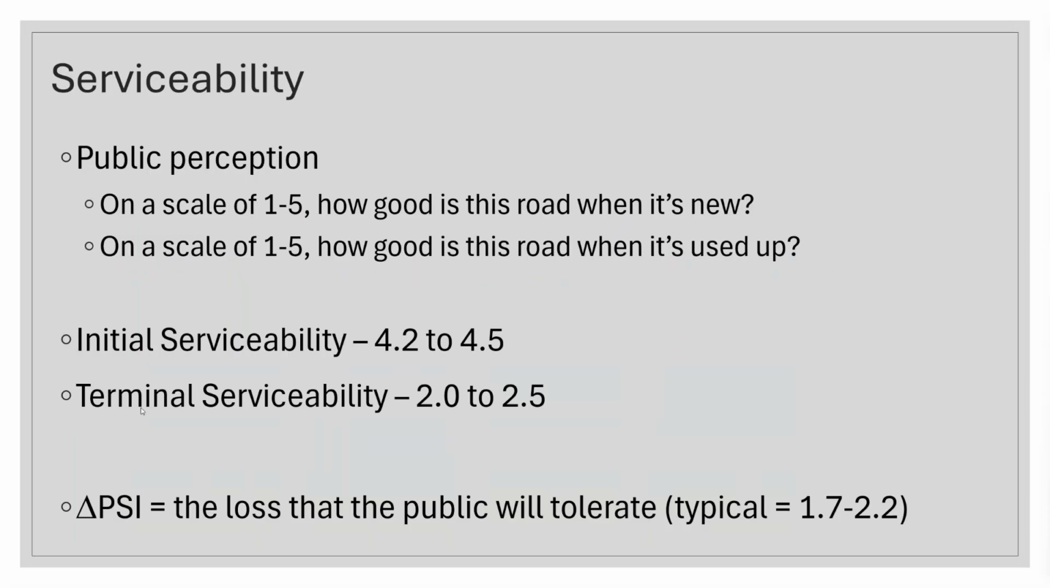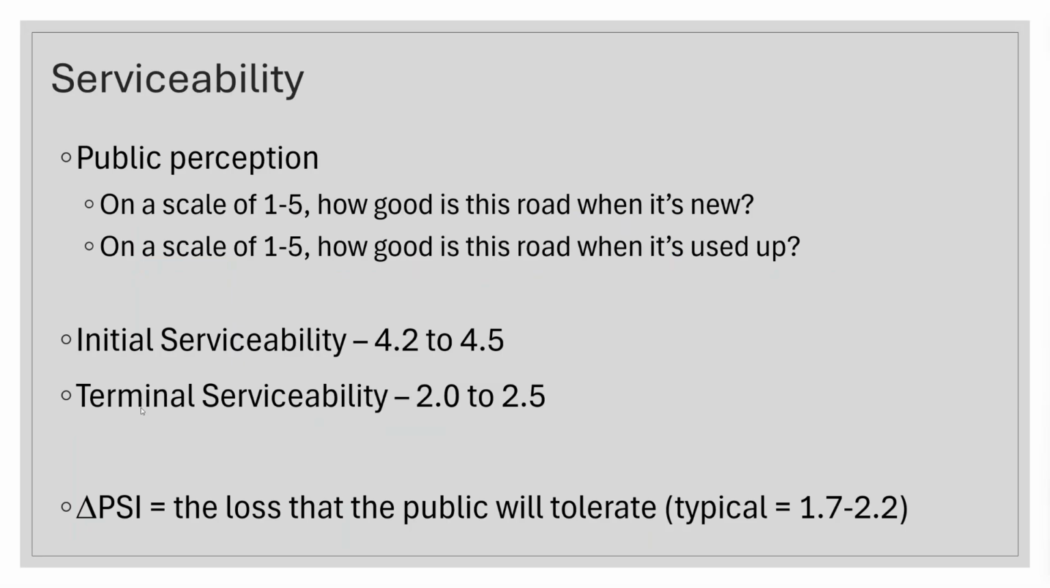And then last is serviceability. And this is the one that's more of a public perception kind of thing. So if you took people and said, okay, drive down this roadway, and on a scale of 1 to 5, what do you think? If they did that when a roadway was brand new, we would hope they would give it all 5s. But sometimes people are picky and they give it a 4. You know, it's pretty good, but this spot, I felt a bump. So if we had them rate the roadway, most of them would probably say somewhere between a 4 and a 5. So the initial serviceability on average usually is somewhere between a 4.2 and a 4.5.